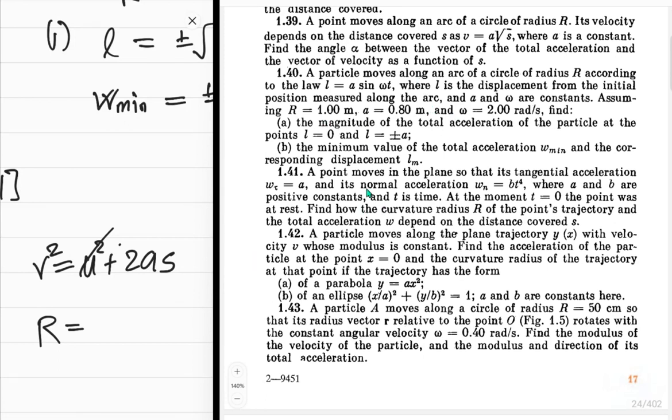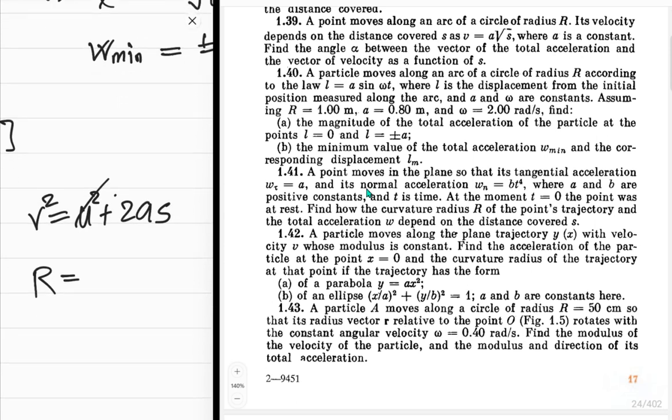Okay, this is obviously doable. So v squared upon the normal acceleration, so that will be 2as upon wn, which is just b t power 4. So you got it in terms of time. Isn't this awesome? But still, s is not in terms of time, so it's not yet done. Okay, so you in fact want it completely based on distance s, so you have to find the time dependence anyway.